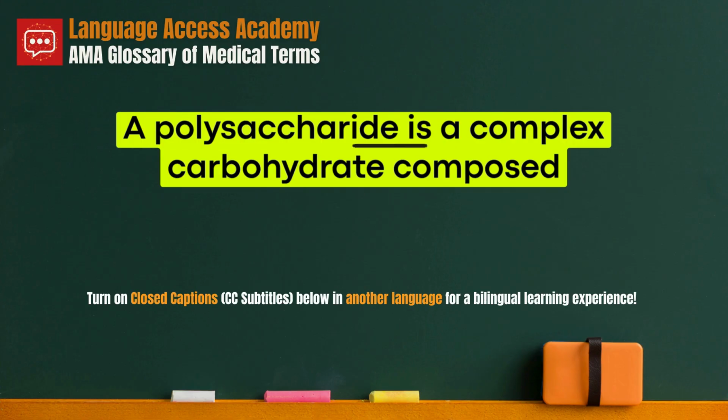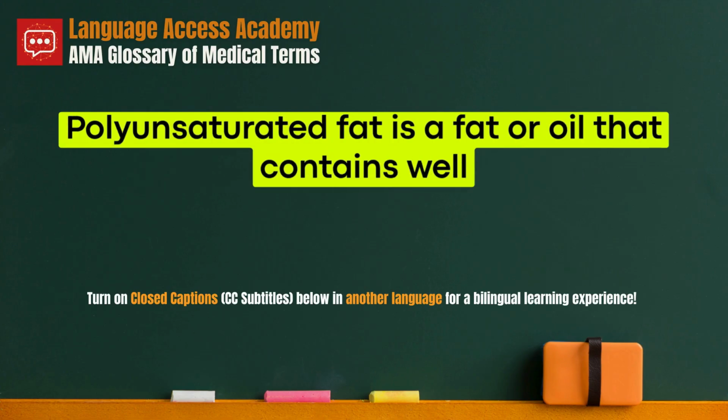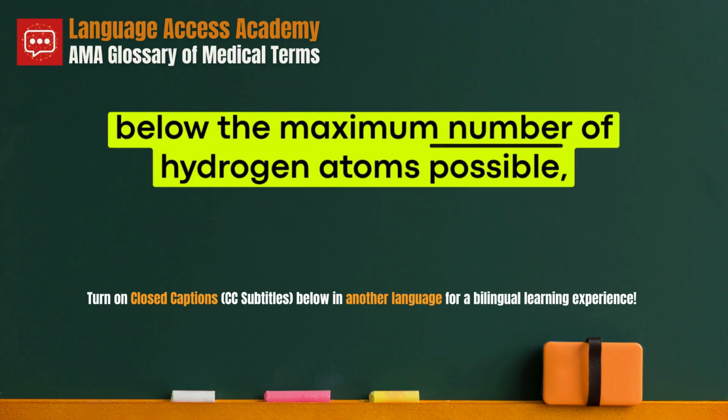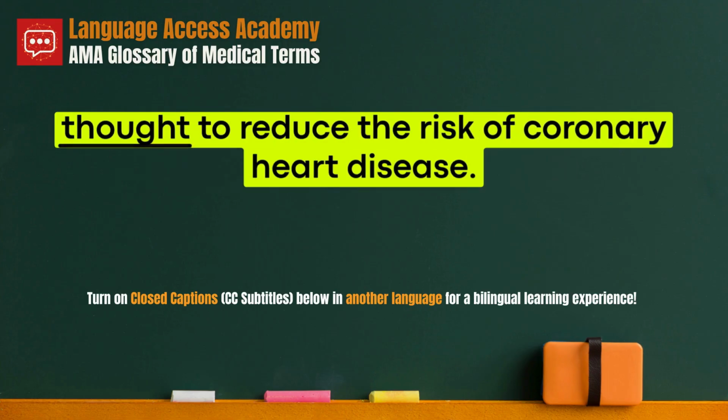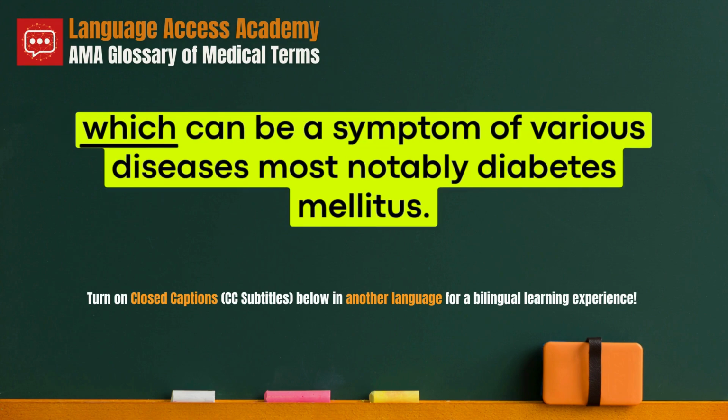A polysaccharide is a complex carbohydrate composed of 3 or more simple carbohydrate molecules joined together. Polyunsaturated fat is a fat or oil that contains well below the maximum number of hydrogen atoms possible, thought to reduce the risk of coronary heart disease. Polyuria is the excessive production of urine, which can be a symptom of various diseases, most notably diabetes mellitus.